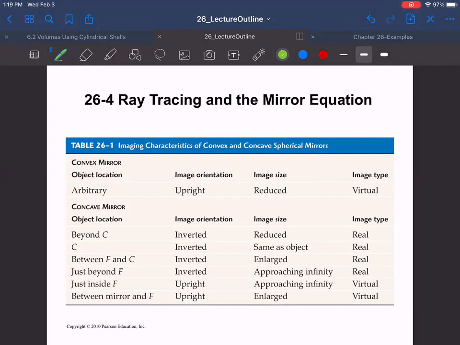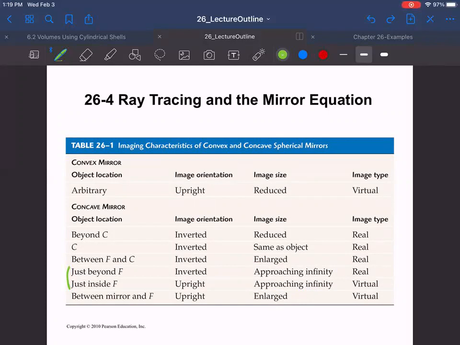Notice here in this one, they don't talk about at F. They just do just beyond F and just inside F. So they didn't even go ahead and make mention of it in this book. But a lot of times you'll see that, you can even see that right here, approaching infinity, just inside, just out. But right at the focus is usually called no image, so they didn't even put it here.